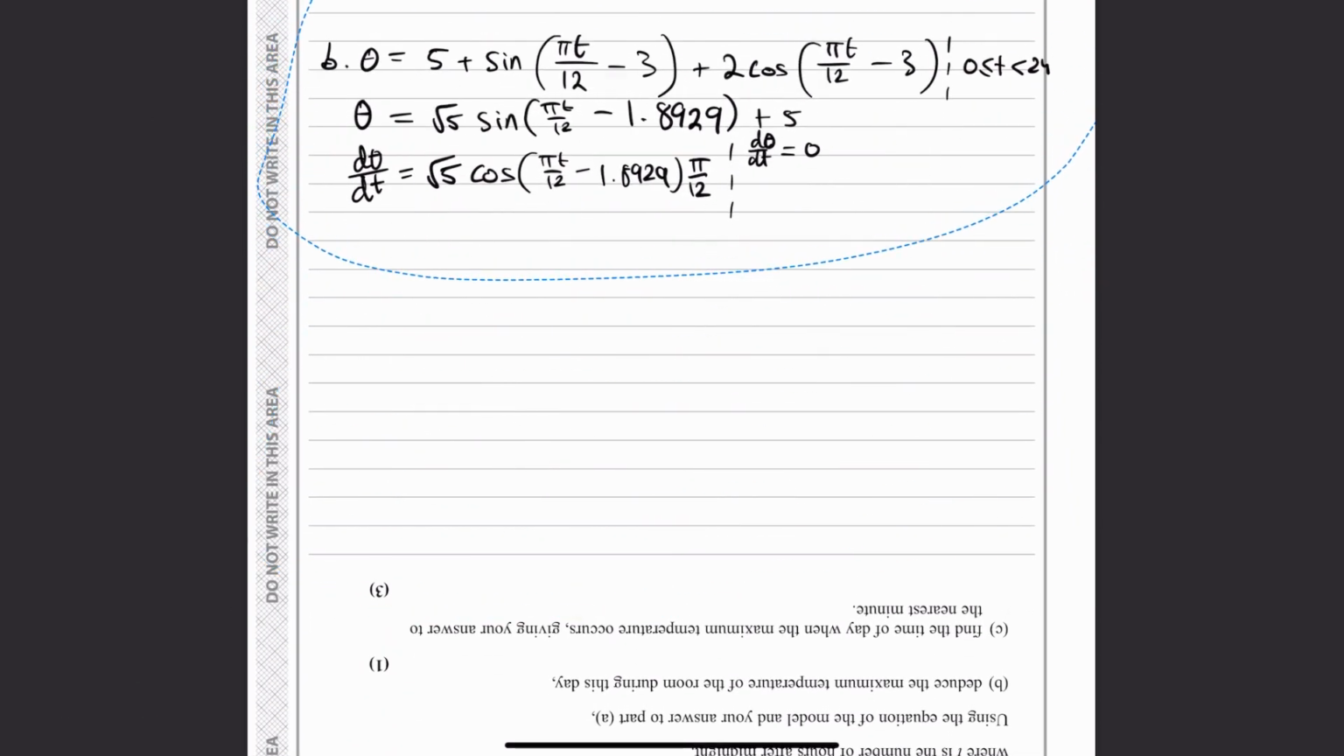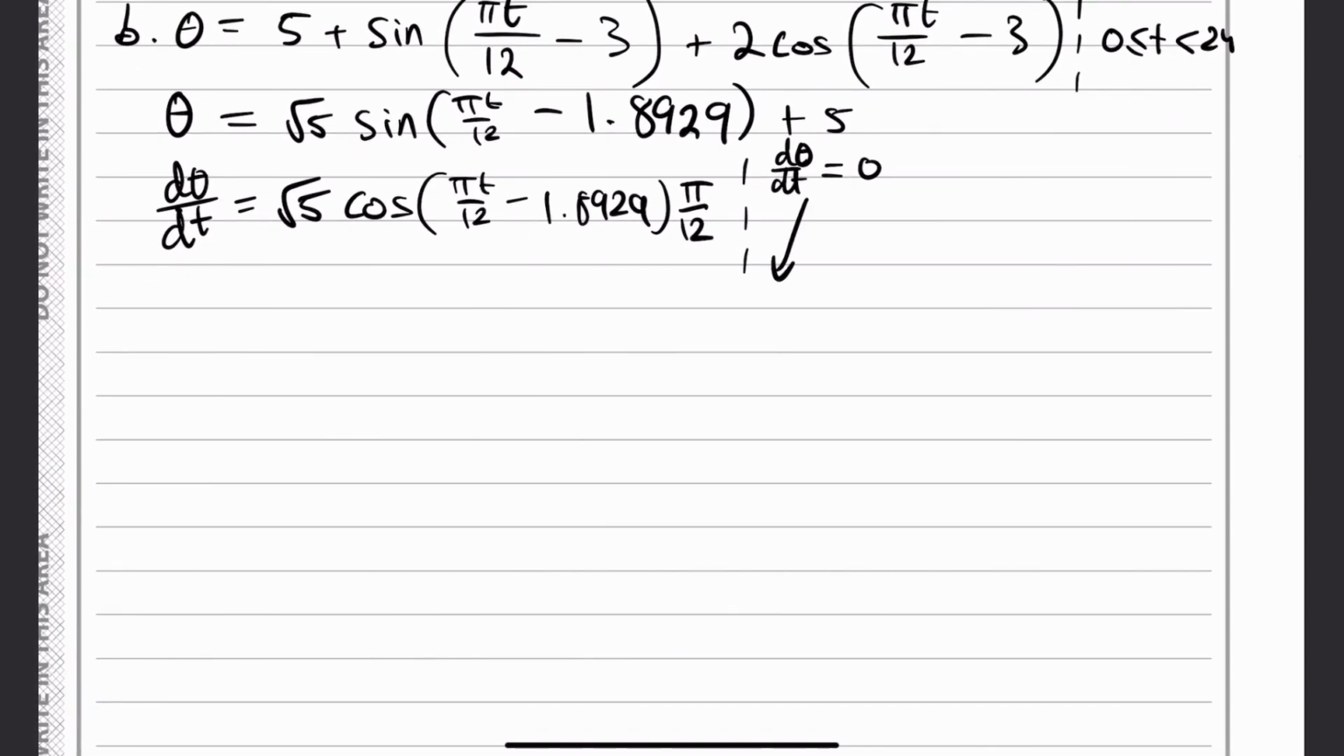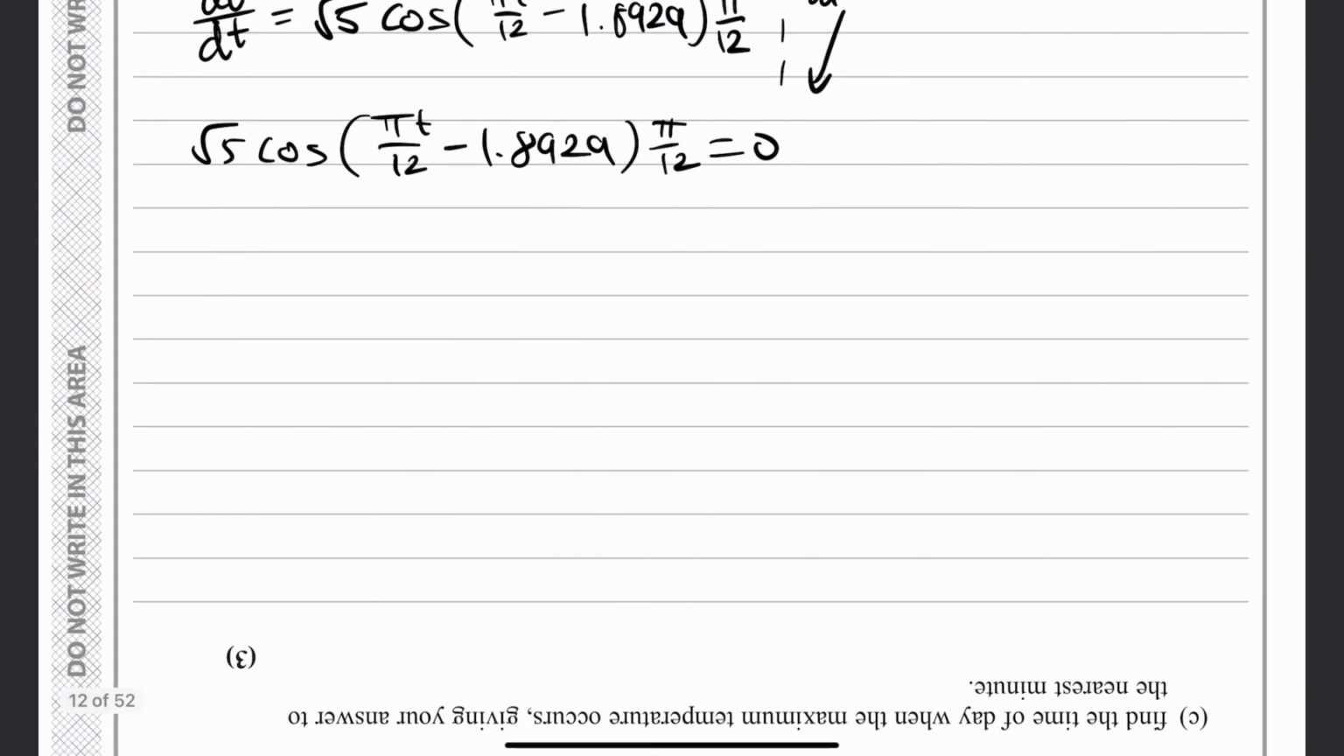Pretty good stuff. If we say when this is equal to 0, this whole expression is going to be equal to 0, so cos of pi t over 12 minus 1.8929 is equal to 0. Obviously we can just divide everything out and get an expression like this, and that is going to be equal to arc cos of 0, which I'm pretty sure is just 1.